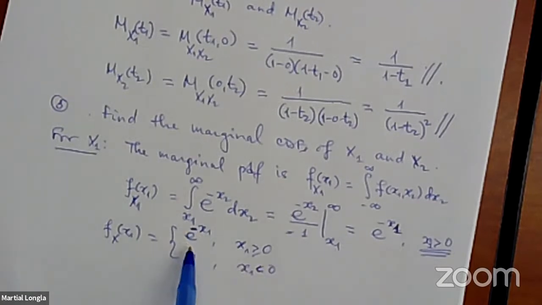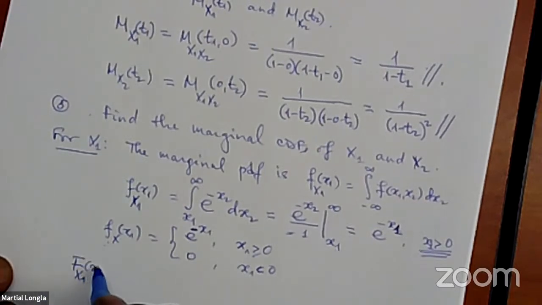This distribution is actually called the exponential distribution with parameter 1. So x1 follows the exponential distribution with parameter 1. And now from this, we can find the CDF.